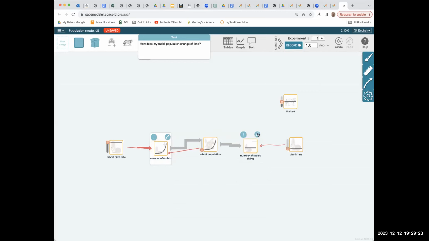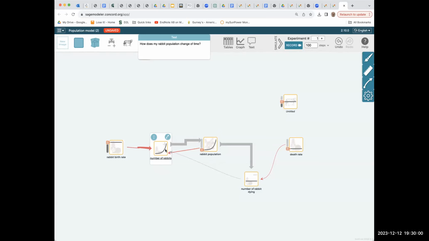So I'm going to have a relationship between my number of rabbits dying, feeding back to the total number of rabbits at any given time. That's kind of called a feedback loop. And feedback loops are really important in time-based modeling because there's always feedback, right? So the number of rabbits that are dying certainly feeds back into the number of rabbits, which then should have an impact on my rabbit population.